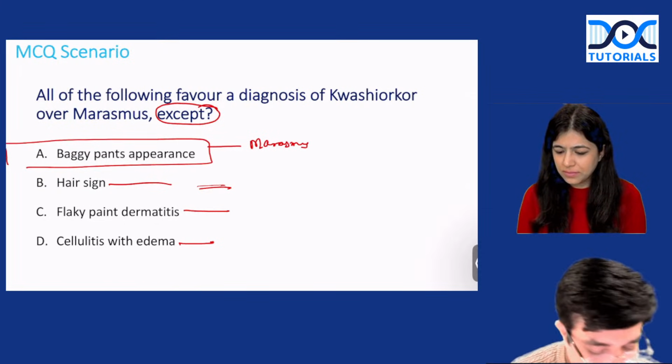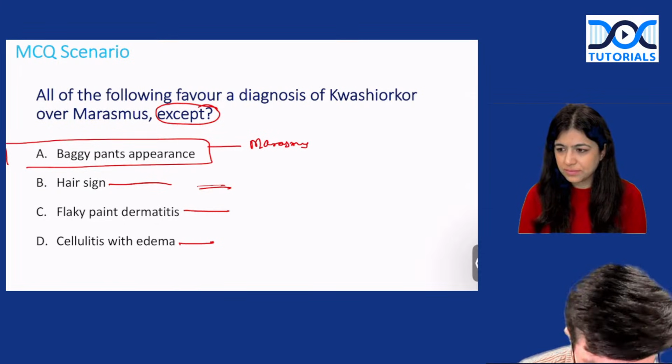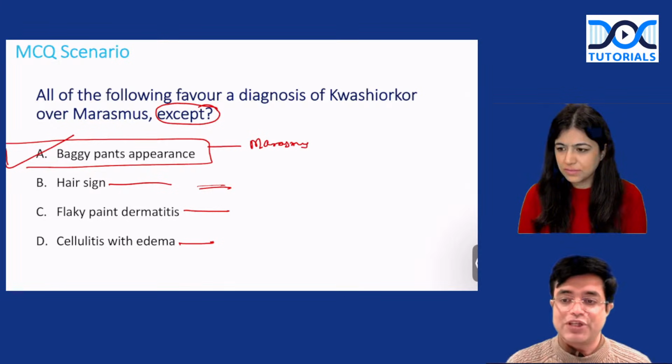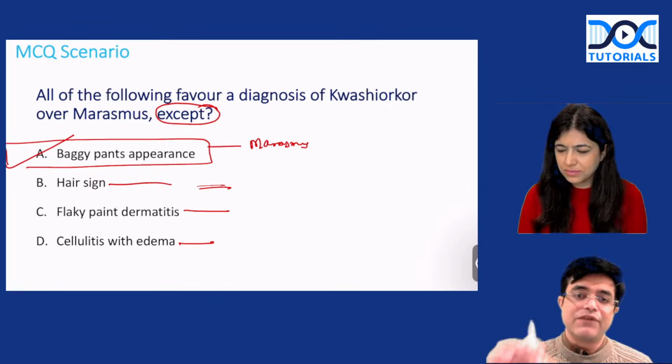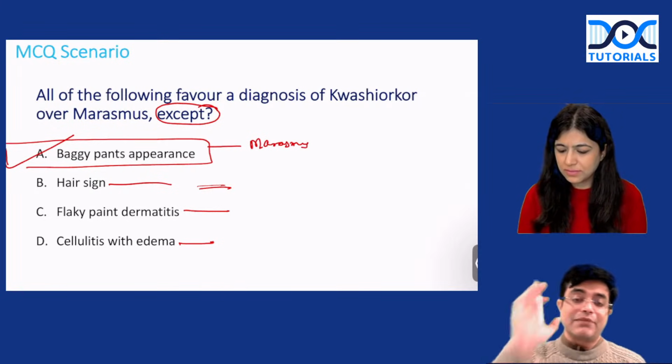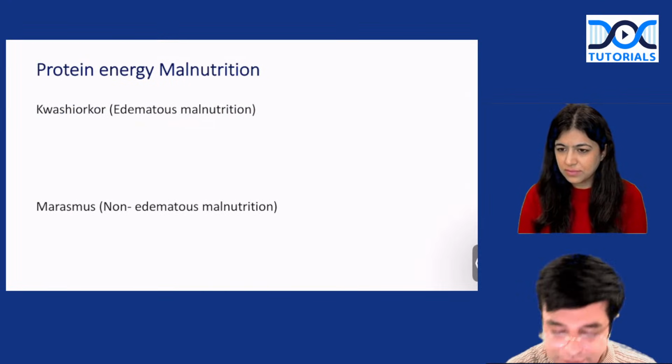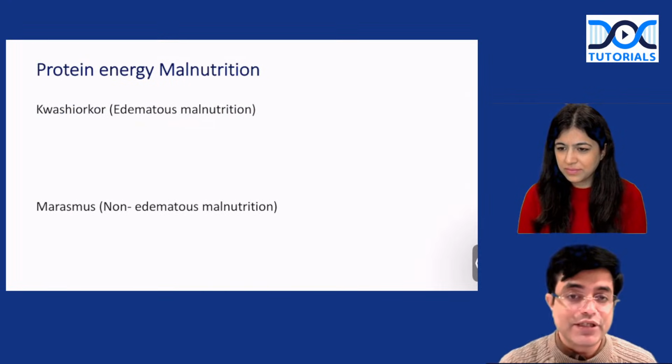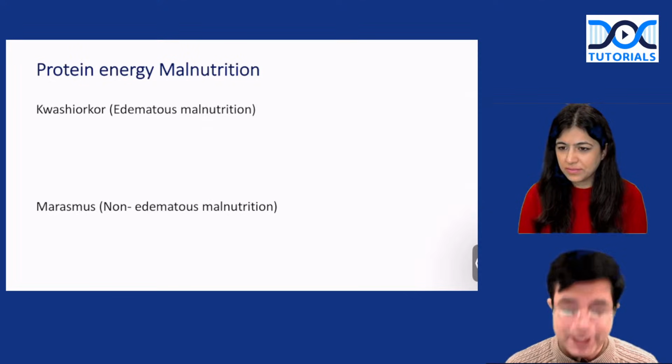And I'm so happy to see almost all of you have got it correct. So the answer to this question is A. All of the following favor a diagnosis of kwashiorkor over marasmus except A, baggy pants appearance. Let us move into the world of PEM. Protein energy malnutrition, two types, kwashiorkor, marasmus.